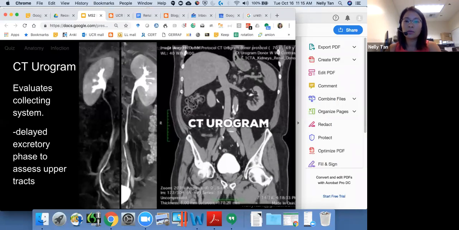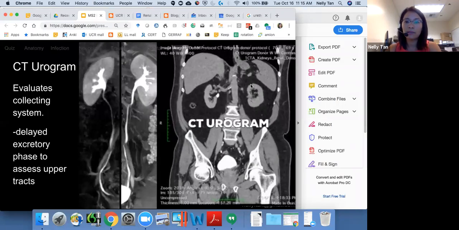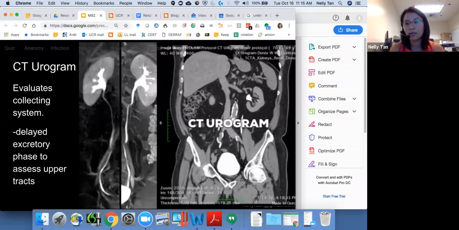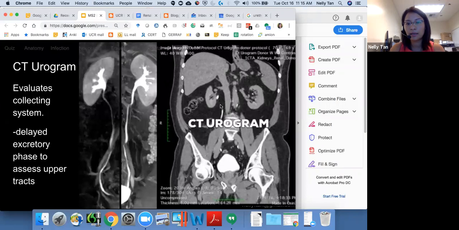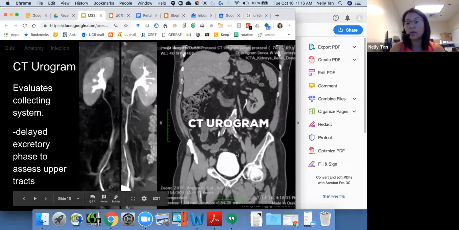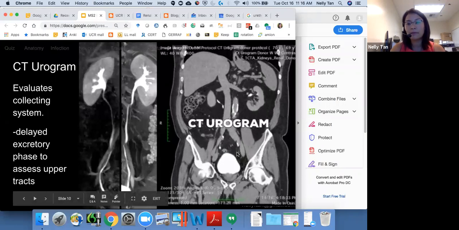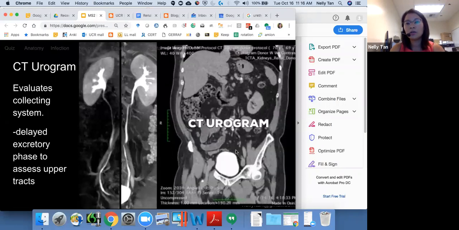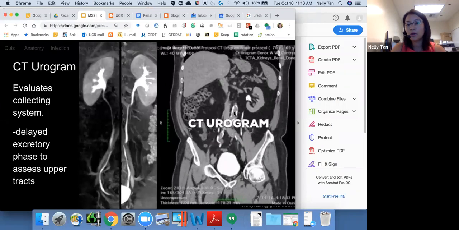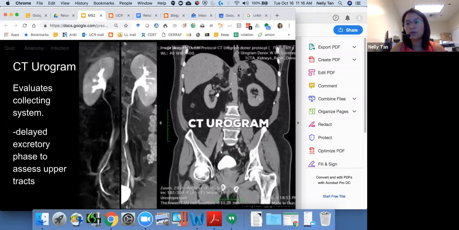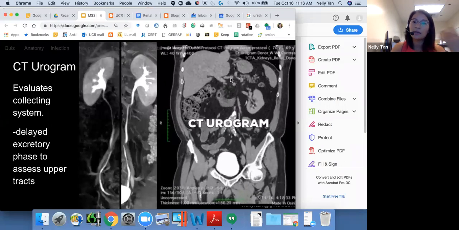So here's a coronal reformat, and we know this is an excretory phase, right? Because look, the aorta is not lit up. What is lit up is the collecting system, renal pelvis, the bladder. So we know this is a delayed phase. We can acquire images in different phases. Earlier, we saw the aorta light up. That's called the arterial phase because the contrast is in the artery. Eventually, it'll go into the capillaries and then come out the veins.